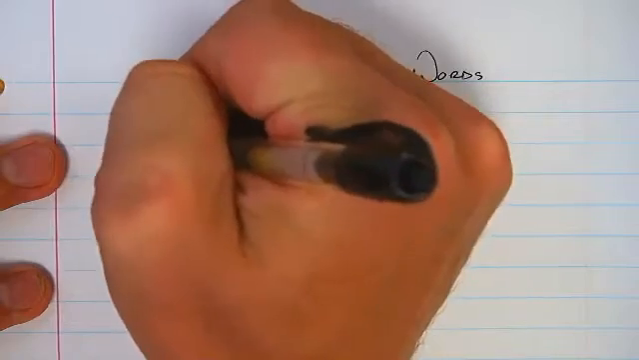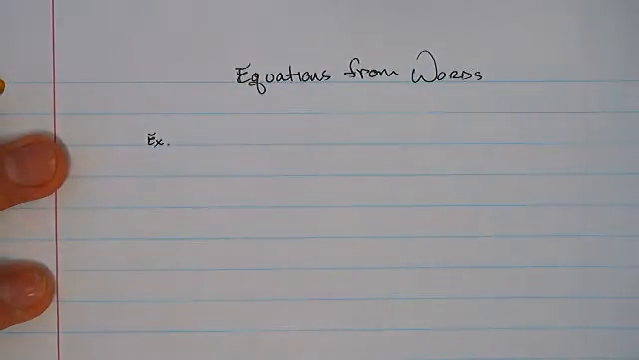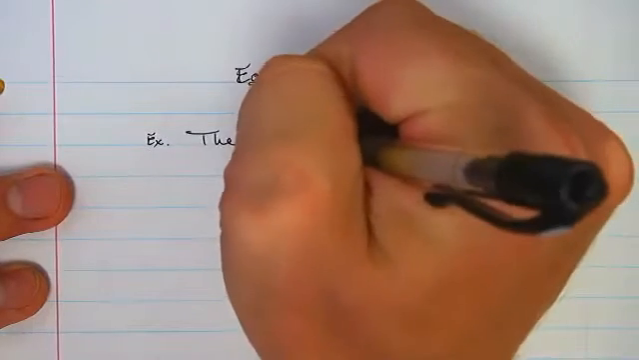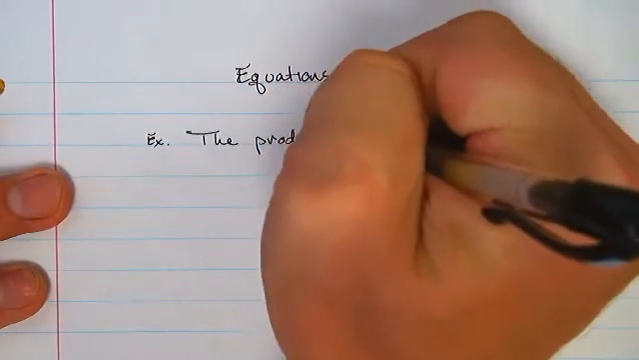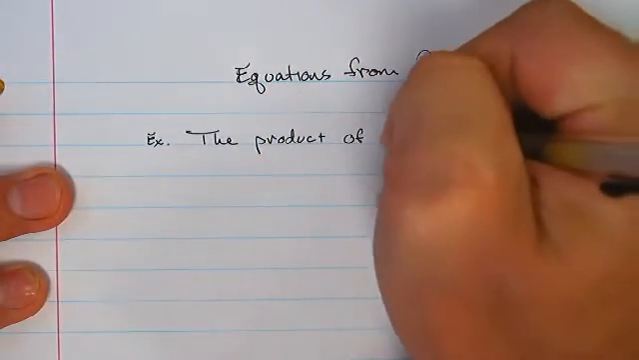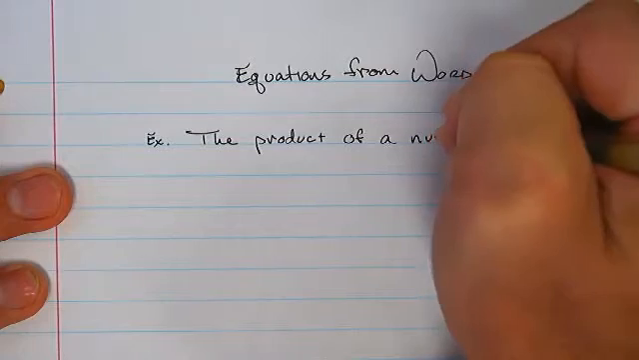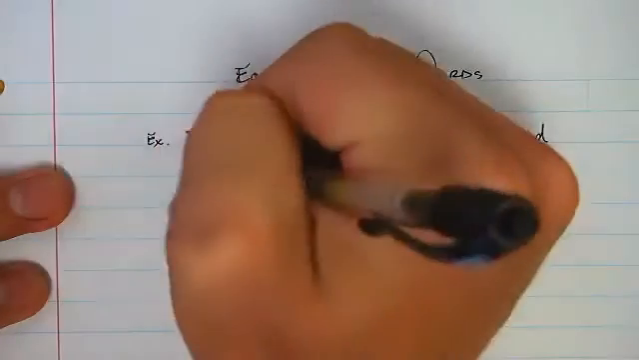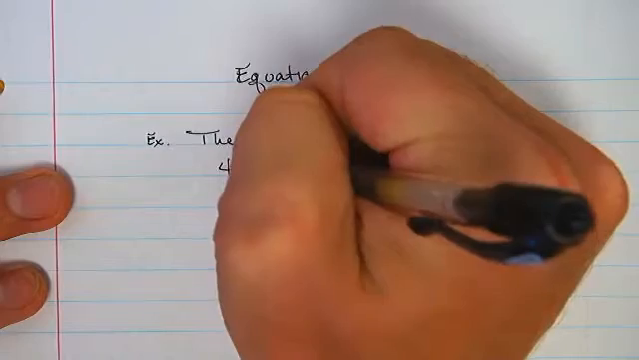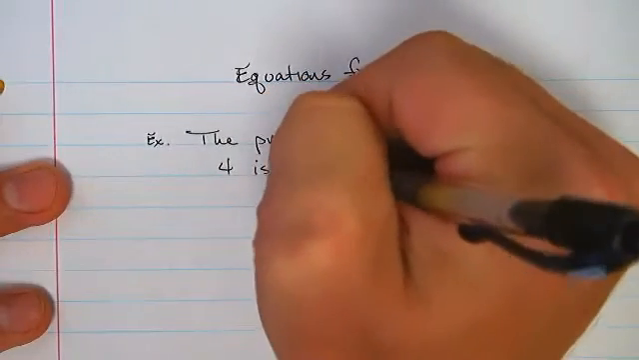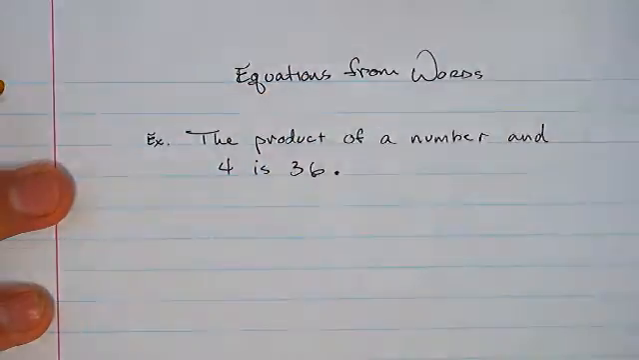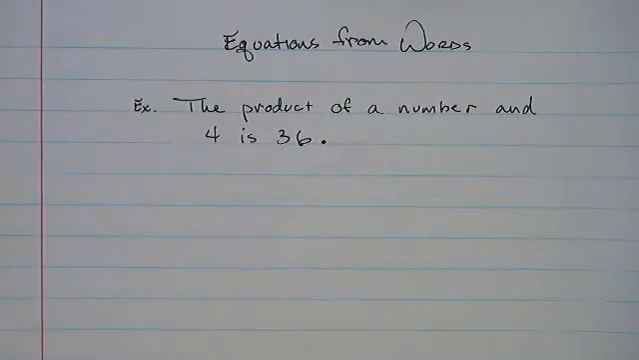And it's all through examples because it's really the only way to explain it. We're going to have something that says like the product of a number and 4 is, let's just go with 36. So very simple, right? The product of a number and 4 is 36.